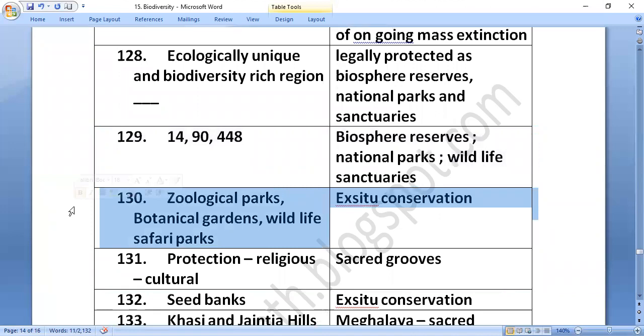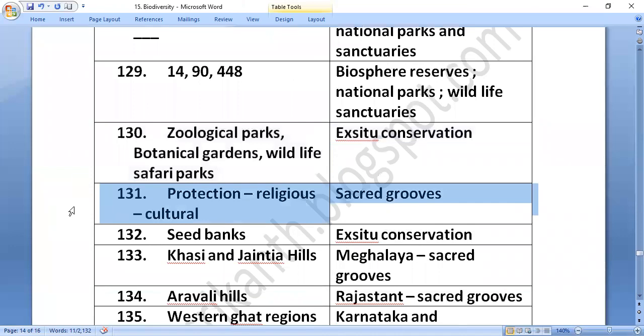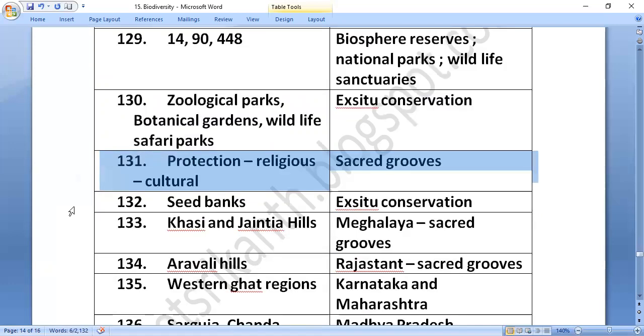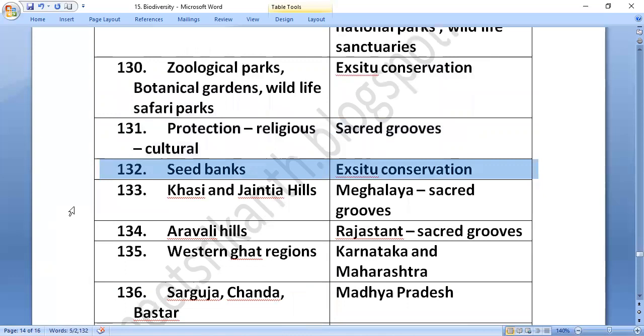Zoological parks, botanical gardens and wildlife safari parks are examples of ex situ conservation. Protection through religious and cultural practices, such as sacred groves, is in situ conservation. Seed banks are an example of ex situ conservation.